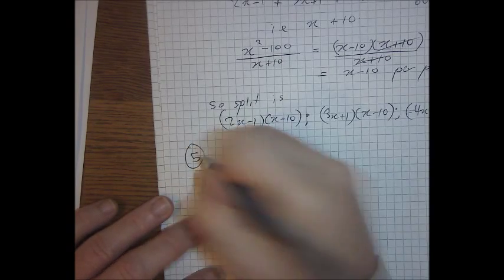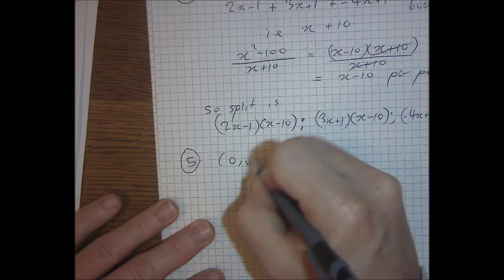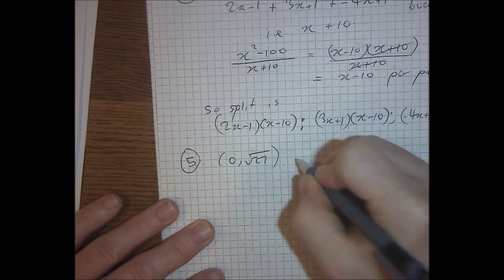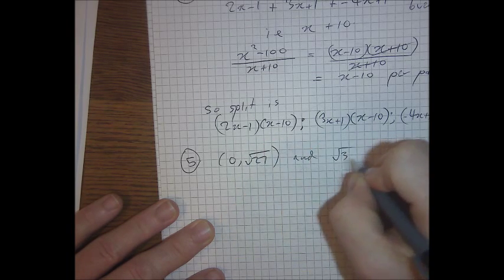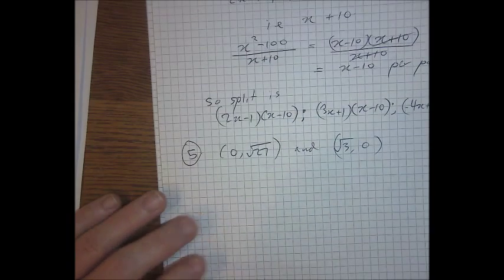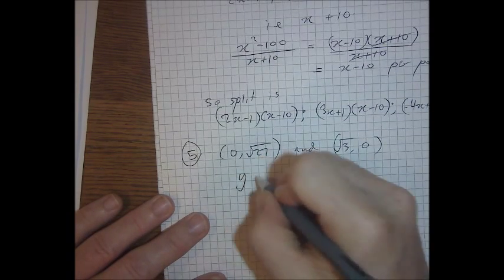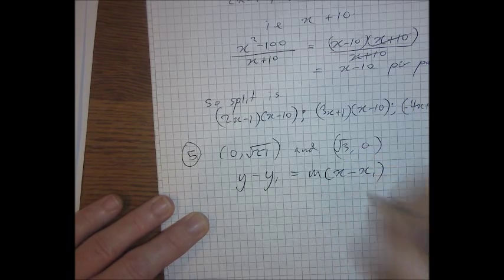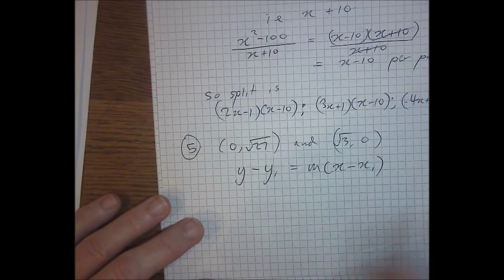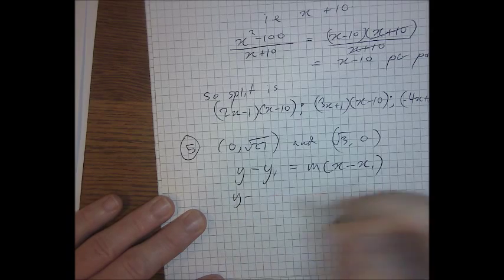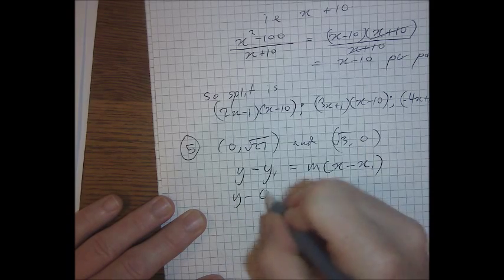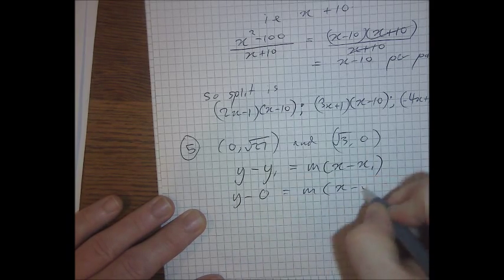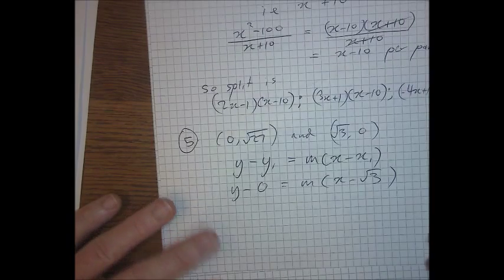Question number 5. x 0, root 27, and this. Well, I'm going to use this template for the equation of a line. All you need is a point it goes through. So I'm going to use that one. And m can come from a formula.